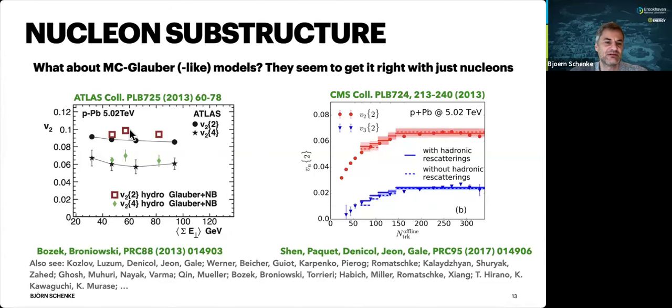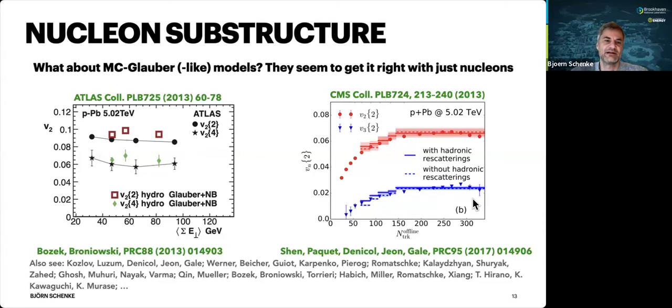There's some older calculation from Bozek and others compared to ATLAS data. What's shown here is V2, the two-particle correlation V2, and then also V2{4}. And this is a calculation with a Glauber model, which does not include subnucleon structure. And they describe the data reasonably well, and even better in this calculation, which is, I think, by Chun Shen and others. Again, you describe this data very well, and you don't have substructure.